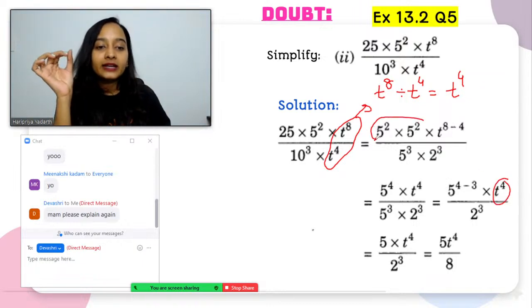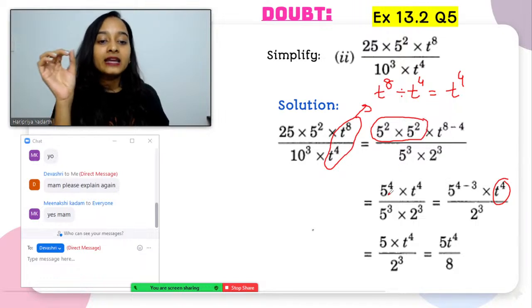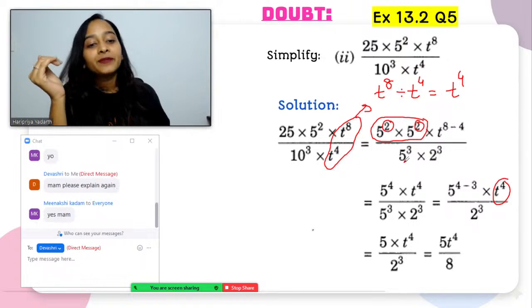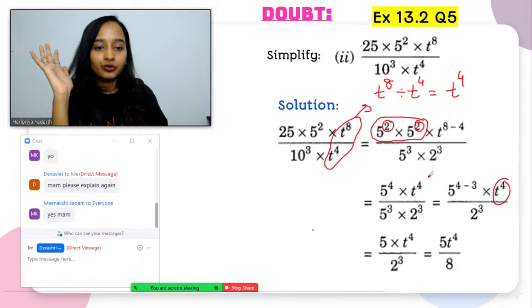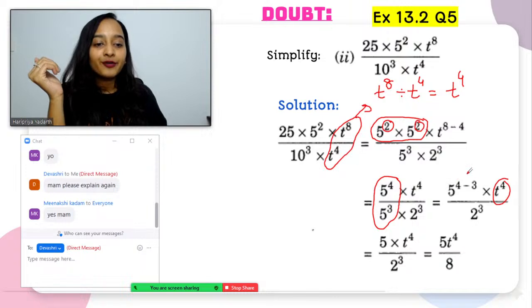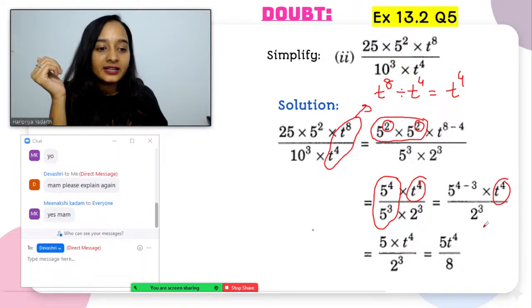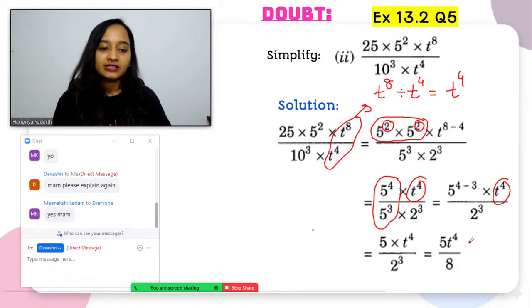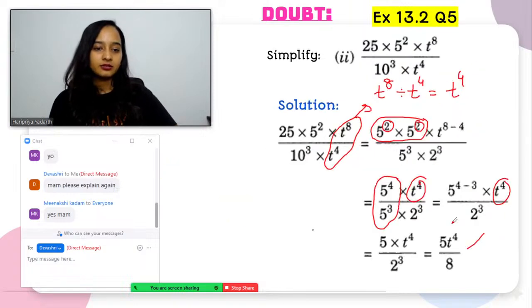Now, in the numerator, the bases are the same and you multiply. Keep the base as it is and add your exponents. 2 plus 2 will give you 4. 5 to the power 4 multiplied with t to the power 4 divided by 5 cube multiplied with 2 cube. Now, again, they're getting divided here. So, 5 to the power 4 minus 3 multiplied with t to the power 4 whole divided by 2 cube. Now here you cannot simplify it further. So we will just write it as 5 by 8 t to the power 4.